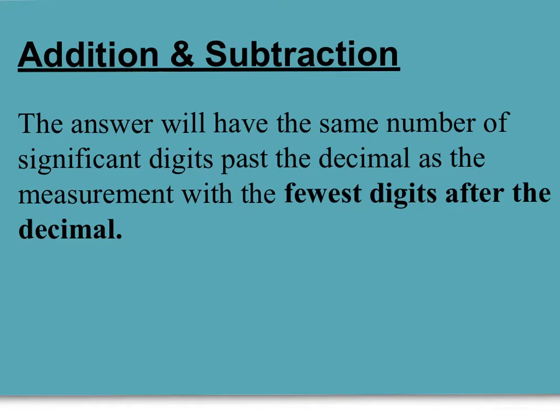The significant digit rule for addition and subtraction problems is this. The answer to the problem will have the same number of significant digits past the decimal as the measurement with the fewest digits after the decimal.